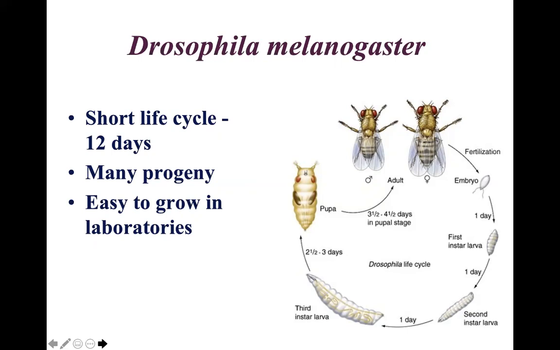And so when we look at Drosophila, it has advantages over pea plants, okay? First of all, it has a short life cycle, about 2 weeks or less. We're talking about 12 days to actually get a full adult. And you have many more progeny than you would in pea plants. In pea plants, you could have hundreds of peas, whereas when you mate flies, you can get thousands of flies. And they're easy to grow. They're absolutely easy to grow.